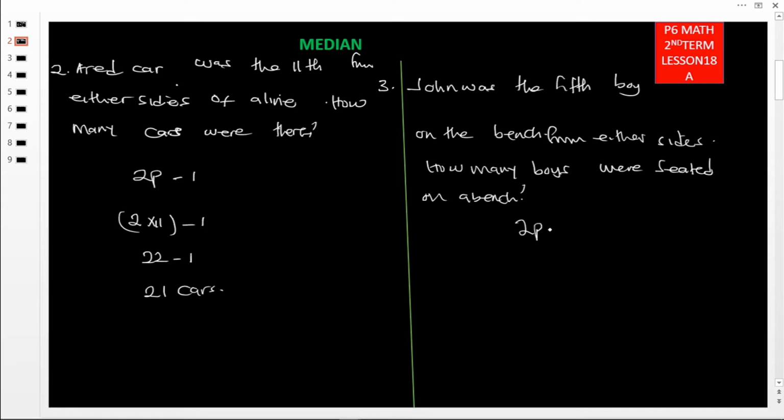So it is 2p minus 1. So 2p, what is p? Position. What's the position? 5th. So that is 5 minus 1. So 2 times 5, it is 10 minus 1. So there were 9 boys on a bench.